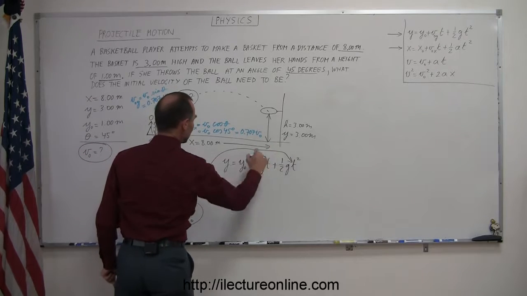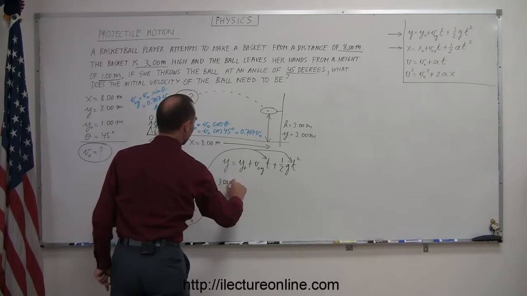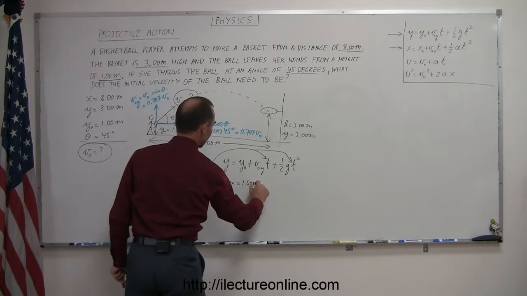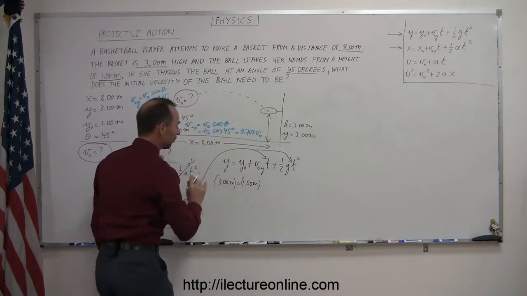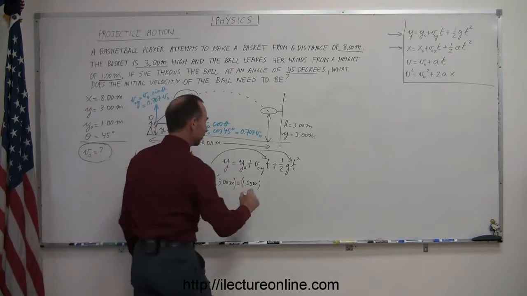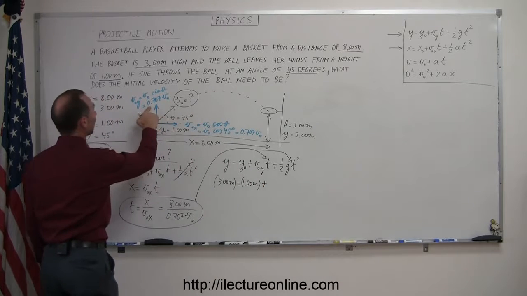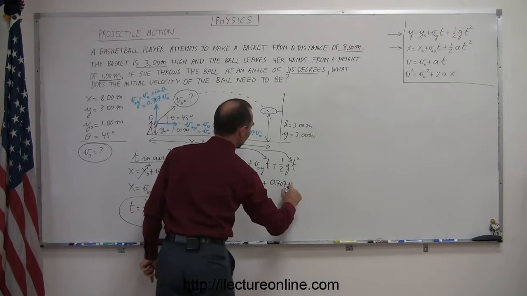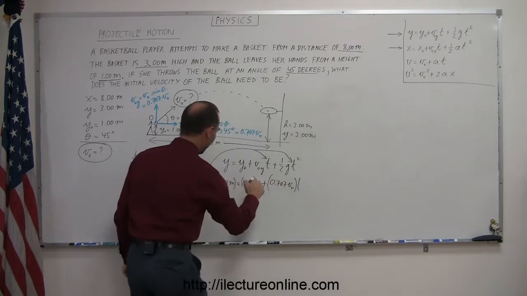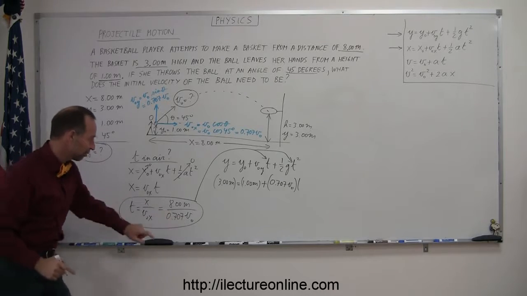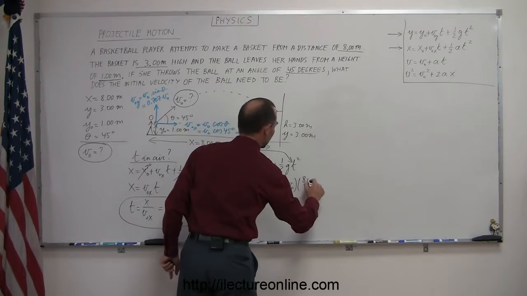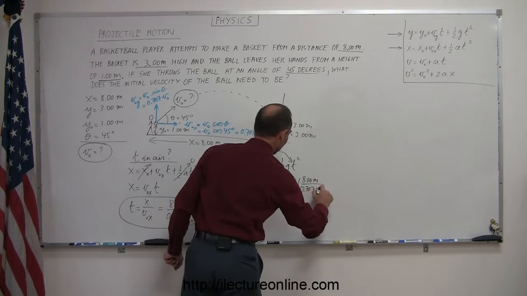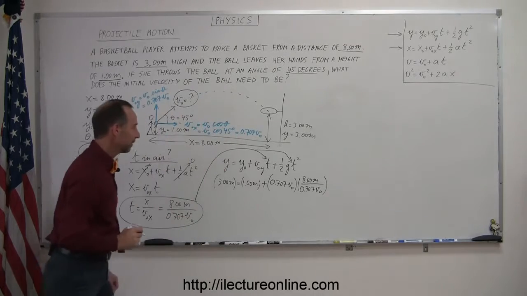Final height, 3 meters. Initial height, 1 meter. I'll put parentheses around it so it's a little cleaner. Plus the initial velocity in the y direction. Now the initial velocity in the y direction we have over here, which is 0.707 times the initial velocity, multiplied times the time, which I have over here in terms of v initial. So it would be 8.00 meters divided by 0.707 v initial.